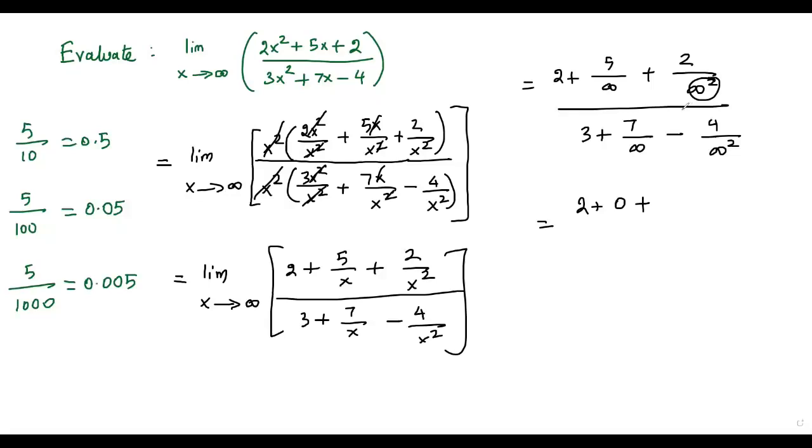Here infinity is a large positive value. When it is squared, again it will be a very large positive value. When 2 is divided by a very large positive value, still it's 0. The same thing for 7 over infinity, that is 0, and for 4 over infinity squared, that is 0. So when I simplify this, in the numerator it's just 2, and in the denominator we have 3. So the evaluation of the given limit is equal to 2 over 3.